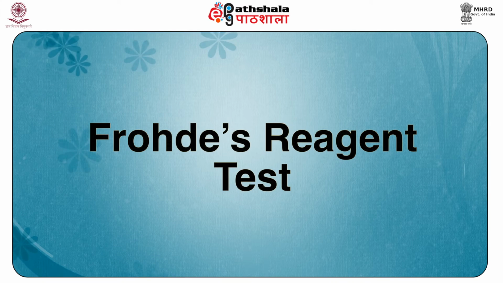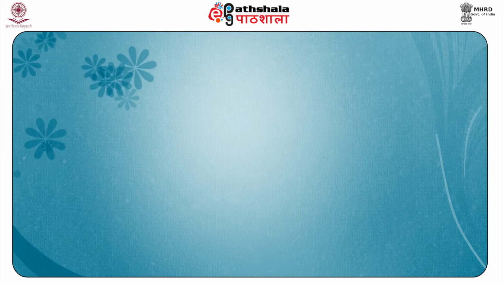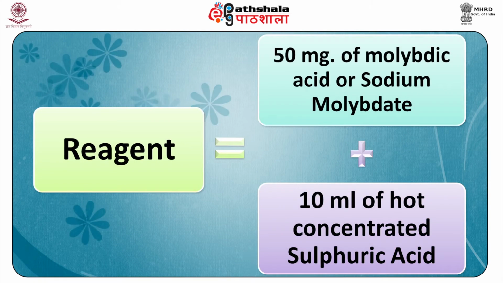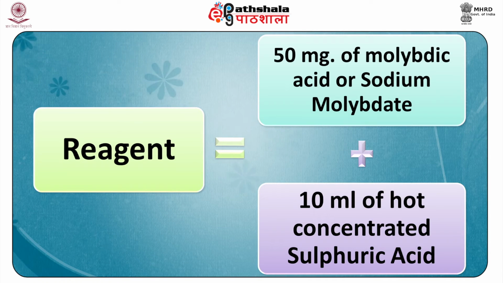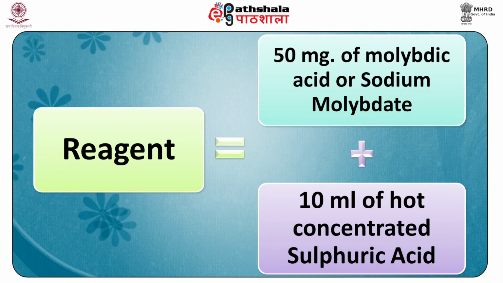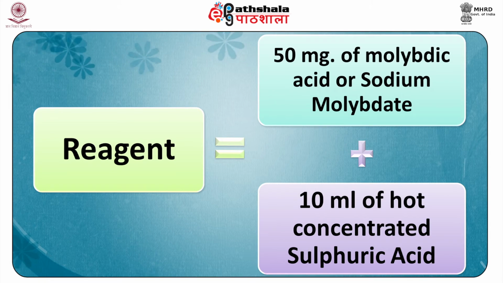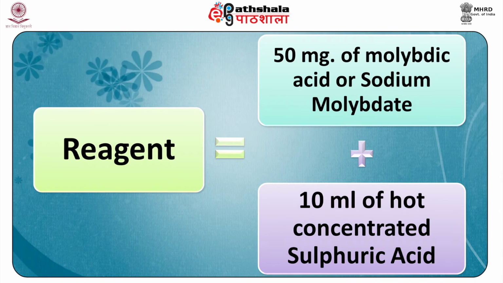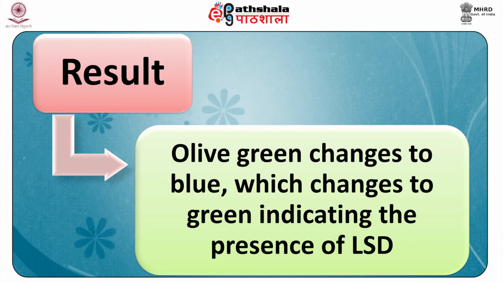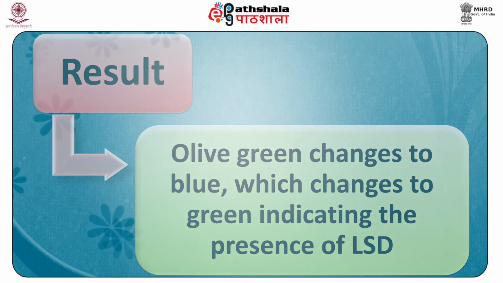Next test is Frohde's reagent test. Preparation of reagent: 50 milligrams of molybdic acid or sodium molybdate is dissolved in 10 ml of hot concentrated sulfuric acid. The resulting solution should be colorless. Procedure: take appropriate amount of the sample or few drops of Frohde's reagent. Olive green changes to blue, which changes to green, indicating the presence of LSD.